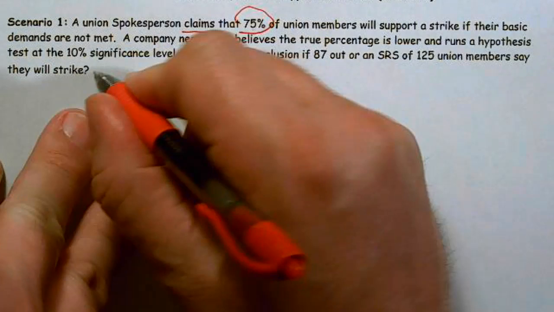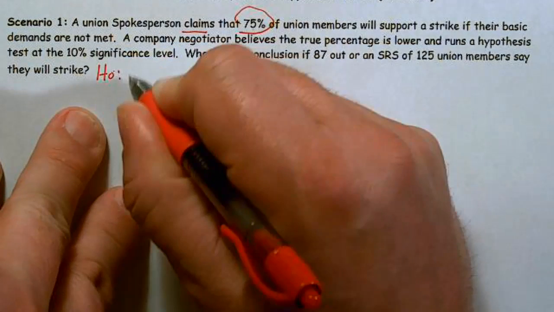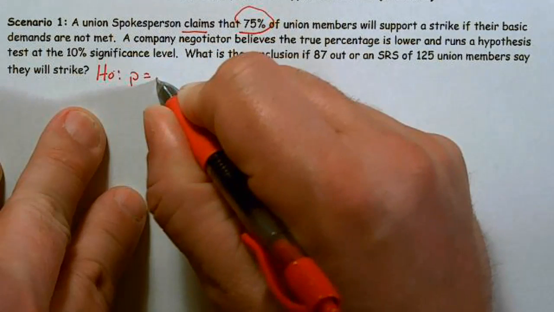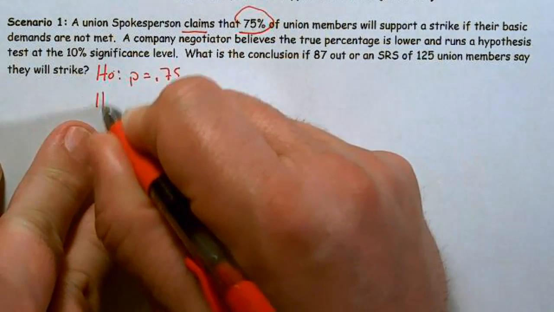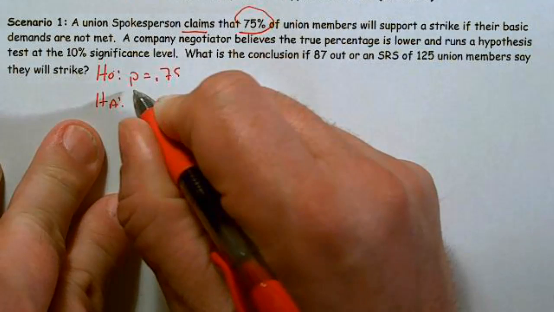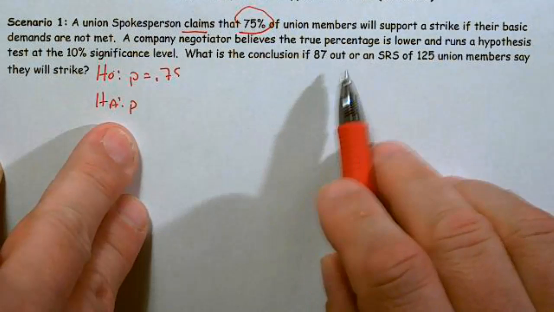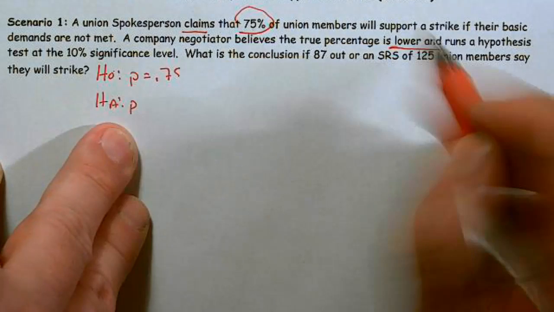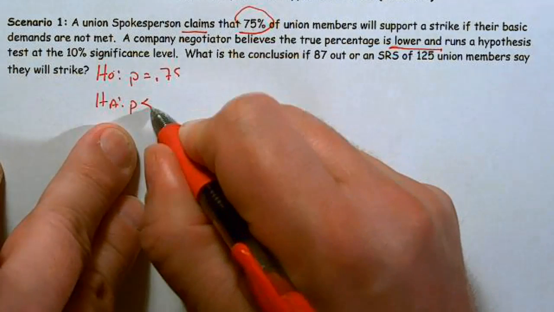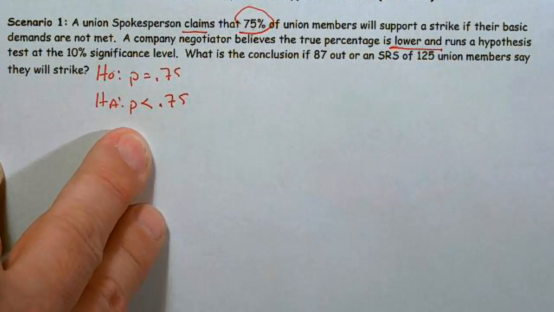So our null hypothesis is H naught, P equals 0.75, P or P naught. HA, P, and they say believes that it's lower. So that's what they're checking to see if it's lower. P is less than 0.75.